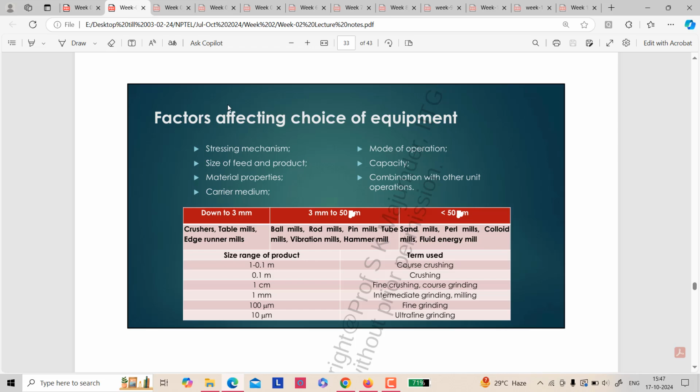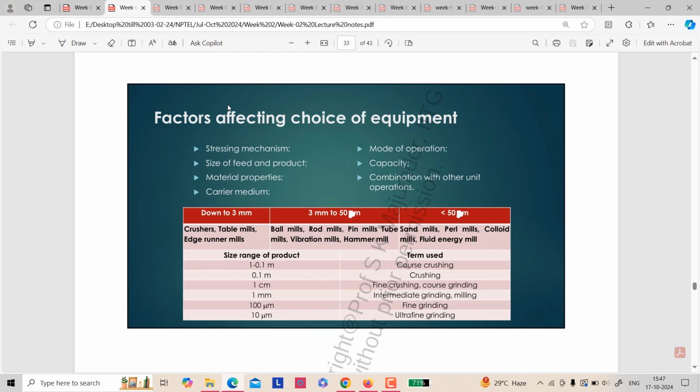So different types of equipment are used depending on factors like the stressing mechanism, and the size of the feed and product. Because of the type of materials we are using in a jaw crusher, we cannot use it in a rod mill or ball mill, because the bigger size of the particle will damage the ball mill chamber. So the size of the feed and product is very important.